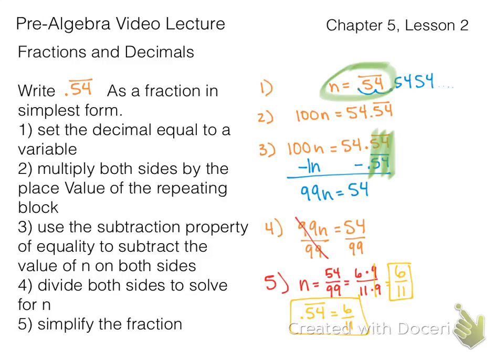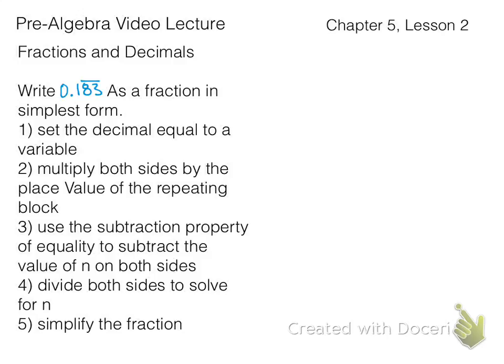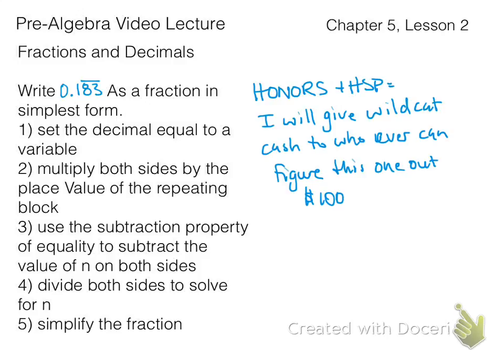All right, so here's your challenge. Turn 0.183 with only the 83 repeating into a fraction. The kid who gets it gets 100 Wildcat cash. This is up for honors and high school prep. I will take the first 5 people who get it right. How's that? First 5 people.